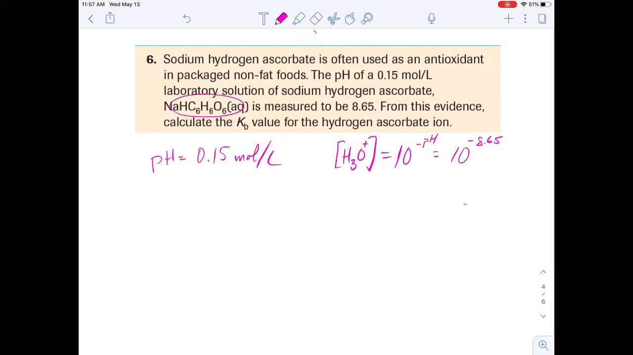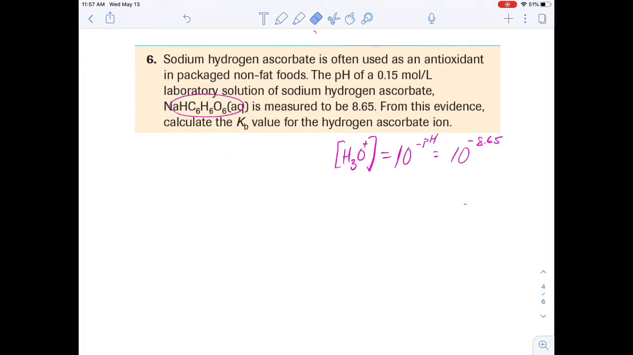In this question, it says sodium hydrogen ascorbate is often used as an antioxidant in packaged non-fat foods. The pH of a 0.15 mole per liter laboratory solution of sodium hydrogen ascorbate is measured to be 8.65. From this evidence, calculate the Kb value for the hydrogen ascorbate ion. There are a couple of things that we've got in this question.